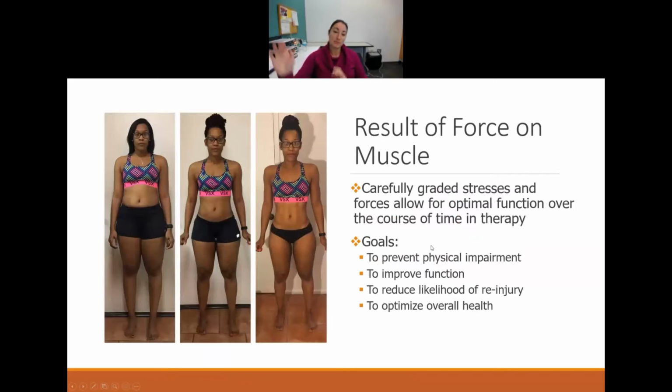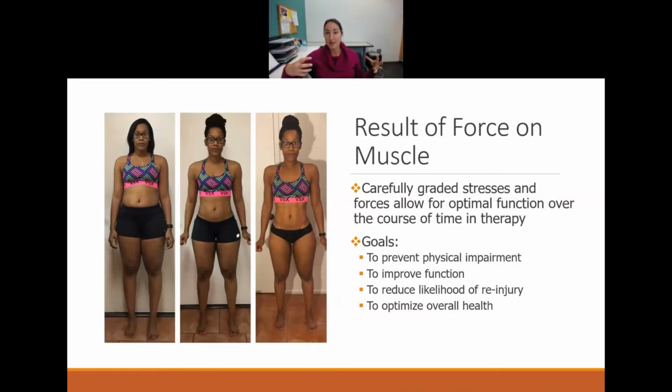Results of force on muscle. So once you are able to carefully grade stresses and forces, it allows for optimal function over the course of time in therapy. So I loved this picture of this lady. She looked good to me to begin with. But as she worked out over time, her body got more defined, more toned, more strength. And then after a longer duration of time, you can see even more muscle tone, muscle strength, definition throughout her body.